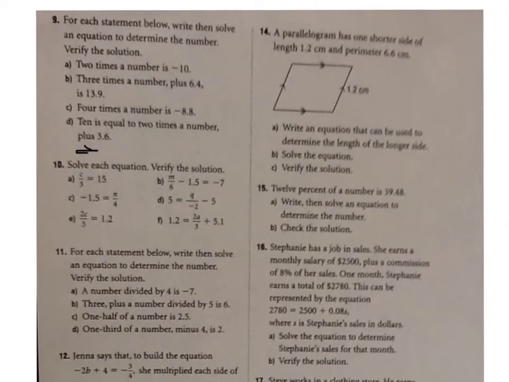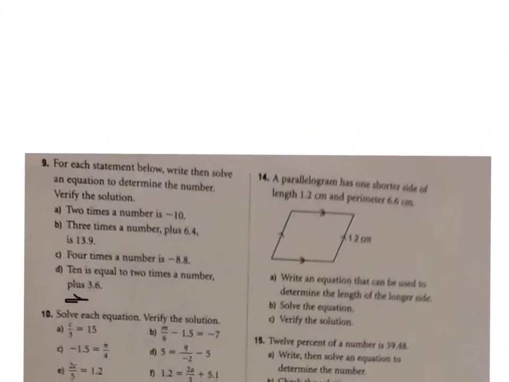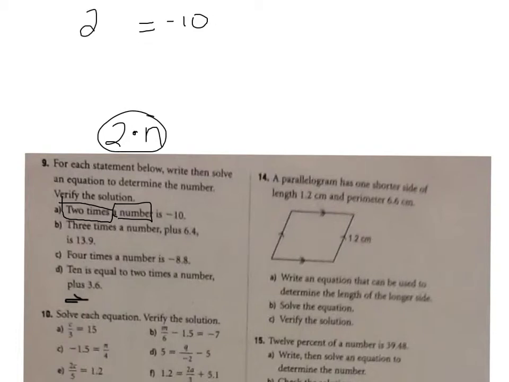We'll enlarge this a little bit. I'm going to bring it down so we have a work spot up top. And it says 2 times a number is negative 10. So is negative 10, that's what the equal sign is. 2 times is 2 multiplied by a number, which we'll call n. So 2 times a number is negative 10. And now they want you to solve this.